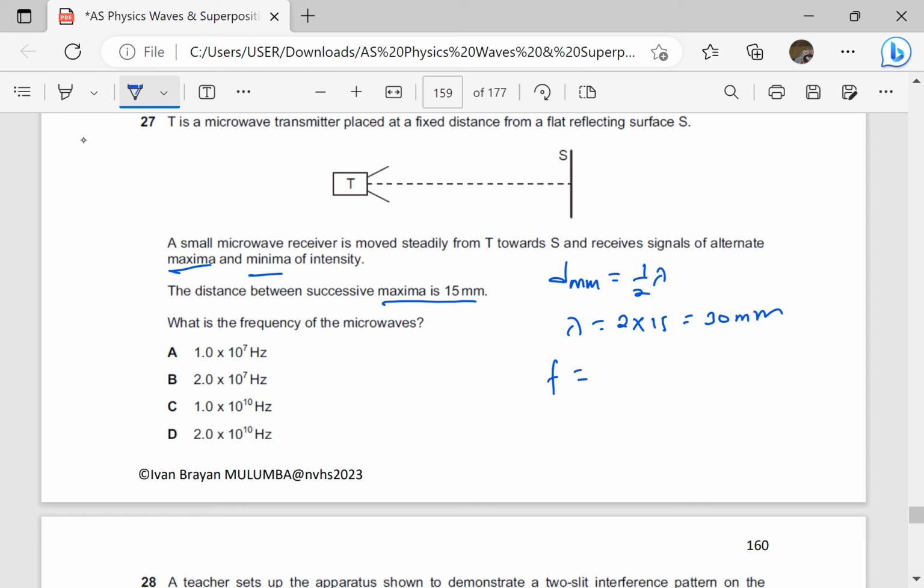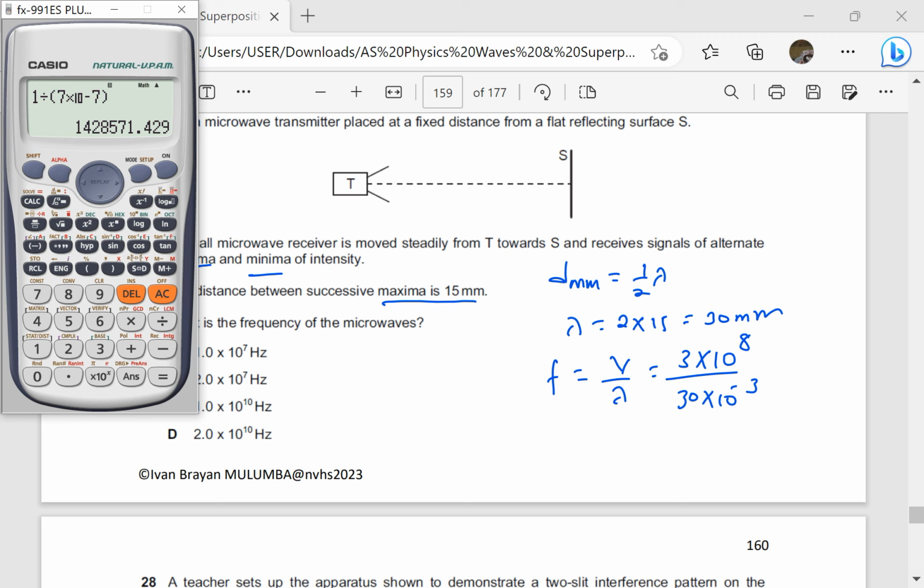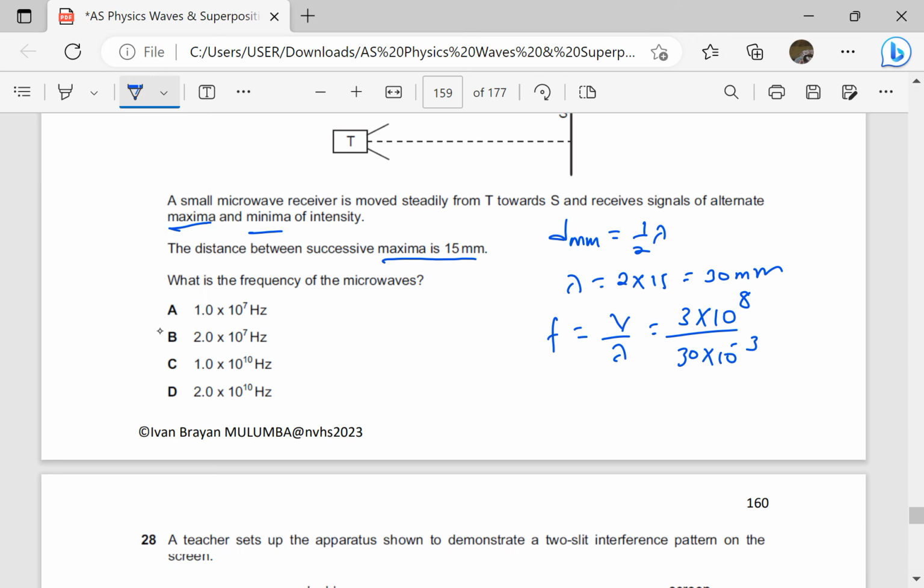So frequency is equal to v, or speed, over wavelength. Microwave speed is 3 times 10^8 divided by 30 times 10^-3. That's 1 times 10^10, which is going to be C. 1 times 10^10 hertz, which is C automatically.